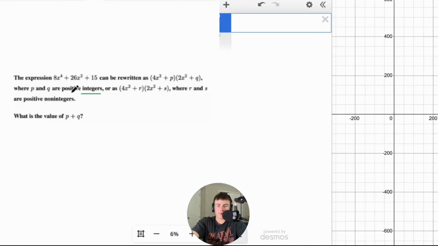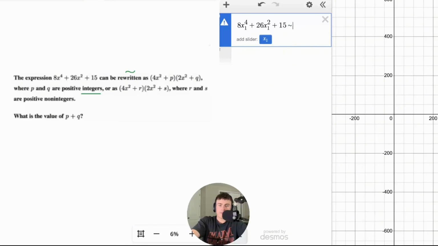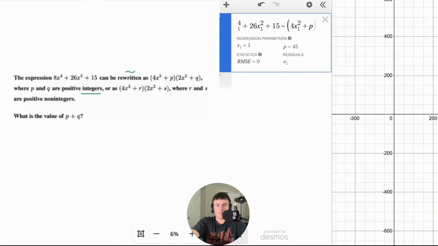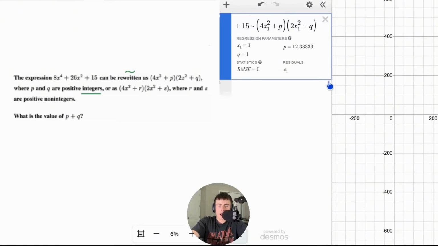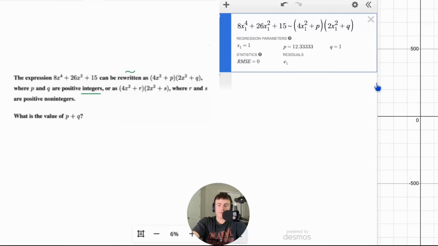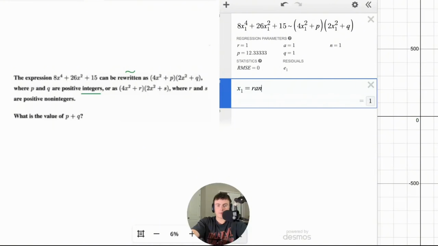So I want to solve for P and Q first. That's the easiest thing, because I know this expression is equivalent to this one over here, so I can just use a tilde, because rewritten as means equivalent to. So I'm going to plug the thing in, plus 15, and then set a tilde to 4x1 squared plus P, and then 2x1 squared plus Q. I have two expressions, and I want to simulate all the values for x. So I'm going to say x1 equals random 10.